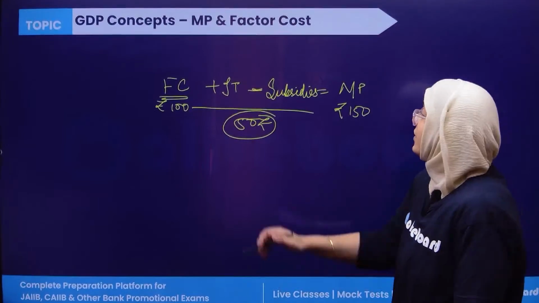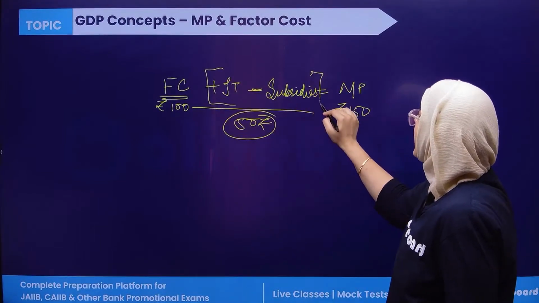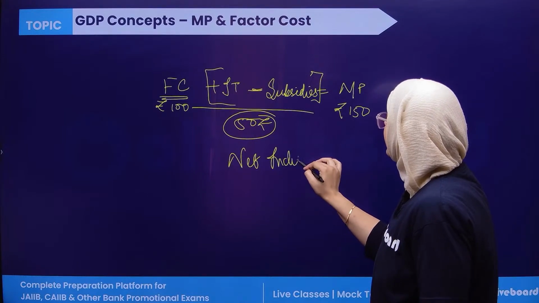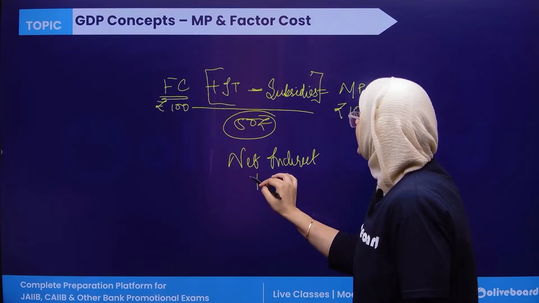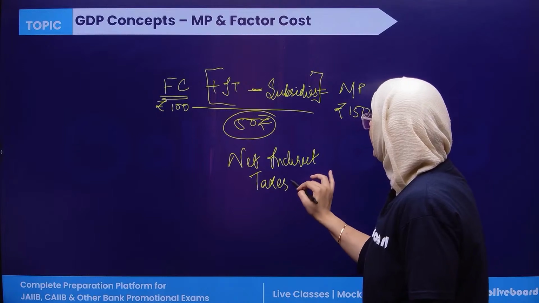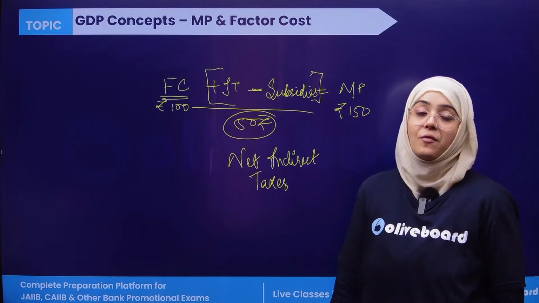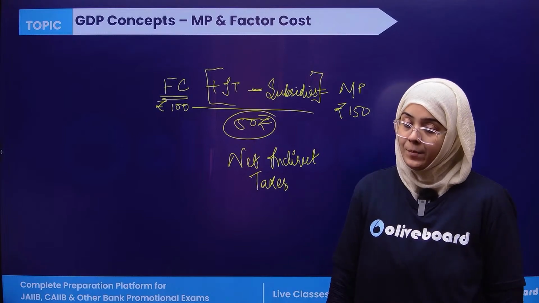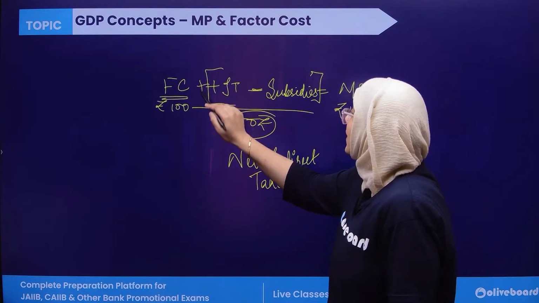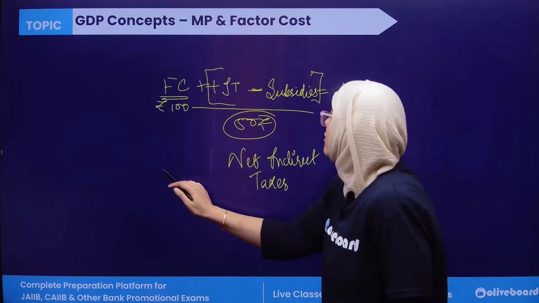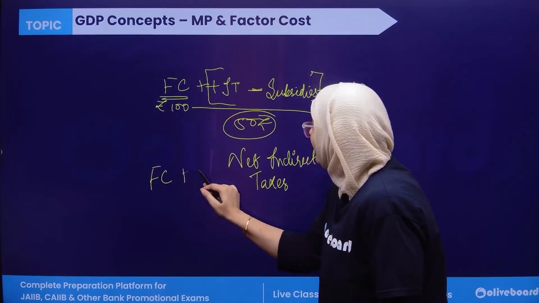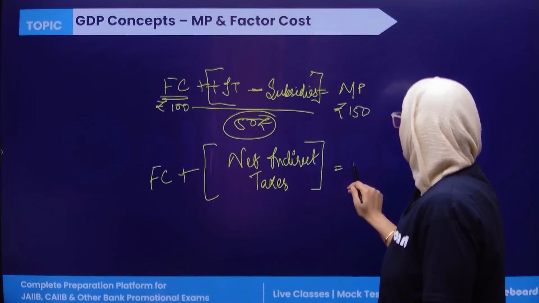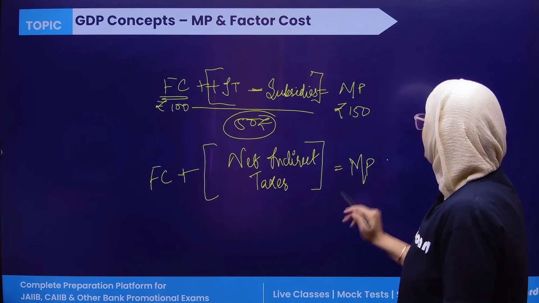Now, this process, indirect taxes minus subsidy, in national income is called net indirect taxes. What is net indirect taxes? Net indirect taxes means all types of indirect taxes minus all types of subsidies. If we add the plus in bracket, the formula will not change. So the final formula is factor cost plus net indirect taxes, which gives the market price. Clear?